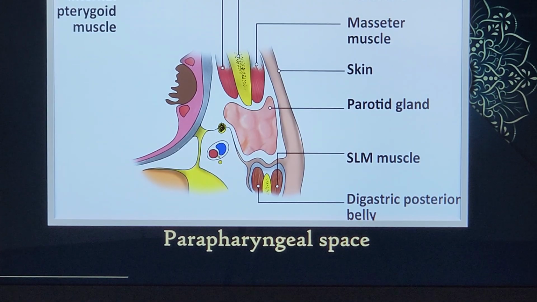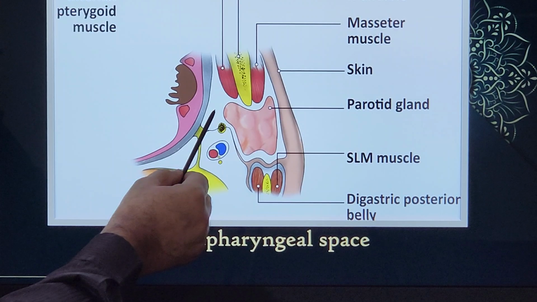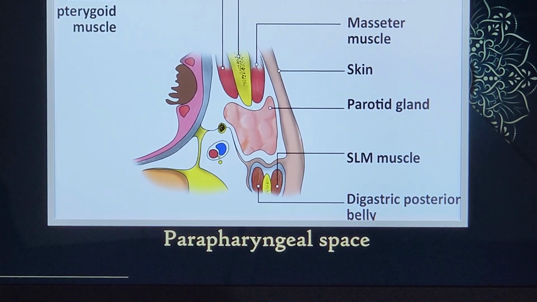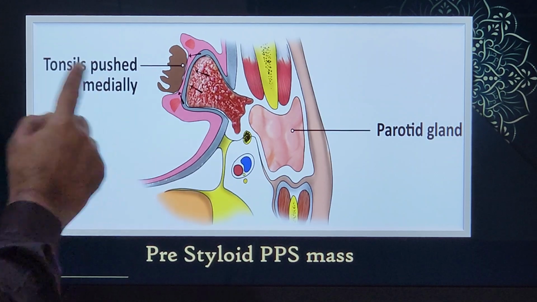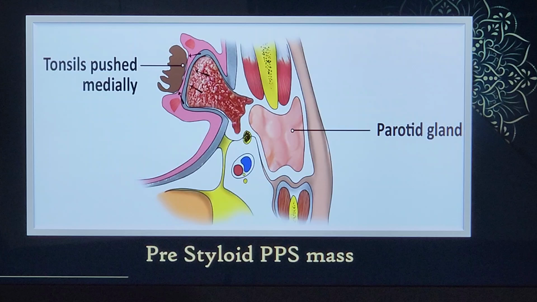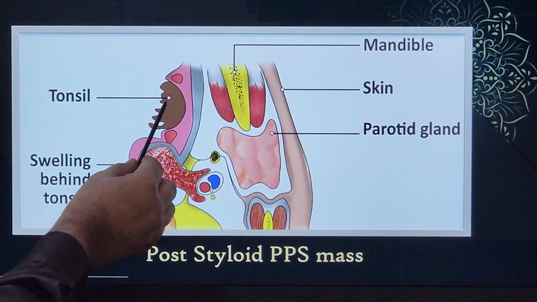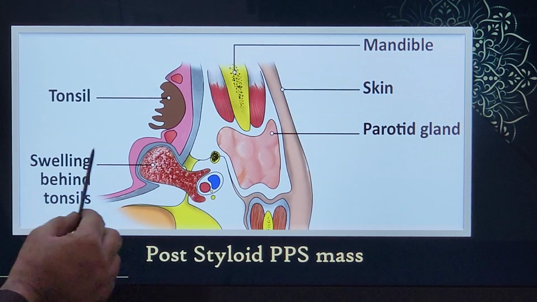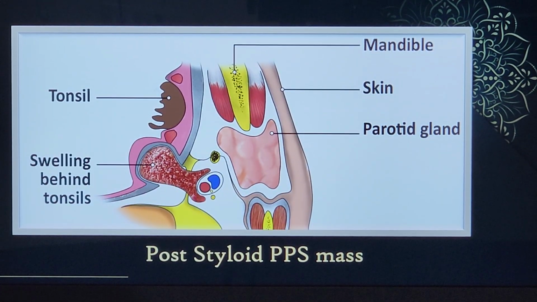Now, the presentation of a pre-styloid and post-styloid mass is different. I'll show you a picture. If you have a mass in the pre-styloid compartment, it will push the tonsils medially, like how it is shown in this one. Same way, there will be a bulge in the neck also. If it is the post-styloid compartment, here the tonsils will be normal. There will be a bulge behind the tonsils. Likewise, there will be a swelling in the neck also.